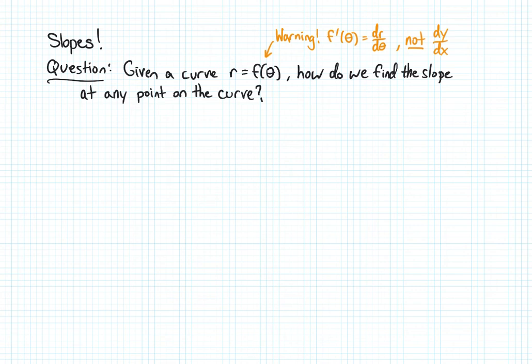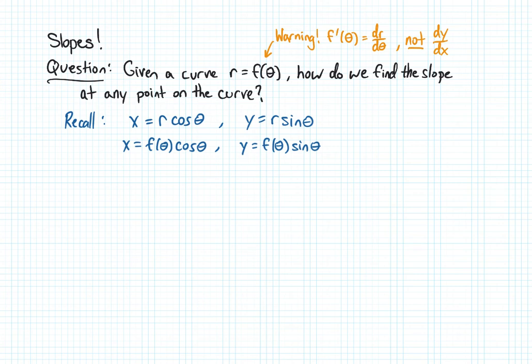F prime of theta is the change in r over the change in theta. It's not change in y over change in x, and that's really what we want when we're talking about the slope. But it turns out that there's a simple trick that allows us to answer this question. Remember that we have these formulas, x equals r cosine theta, y equals r sine theta, that relate the Cartesian coordinates to the polar coordinates.